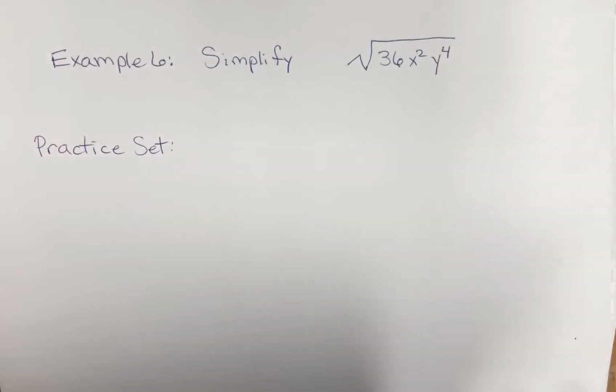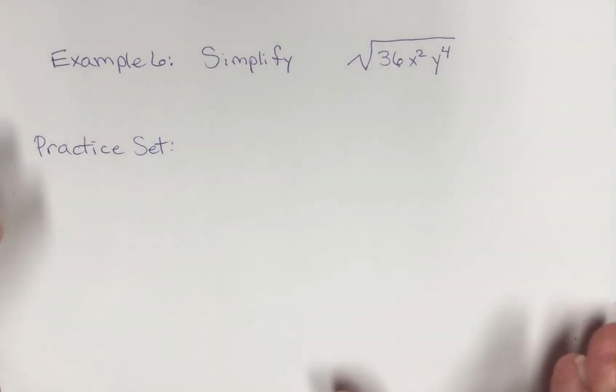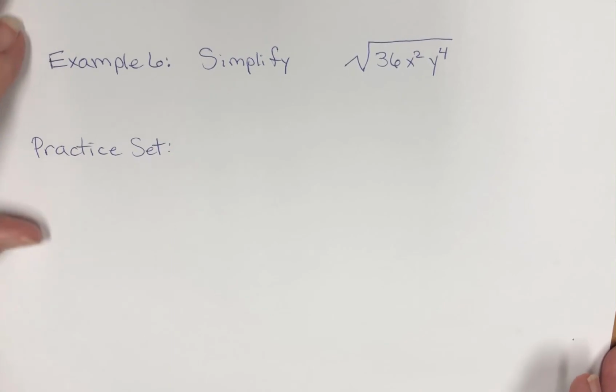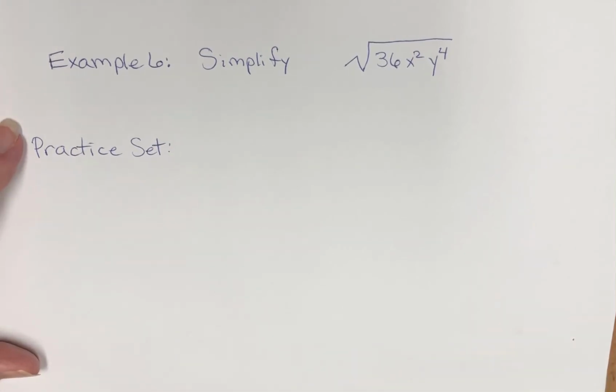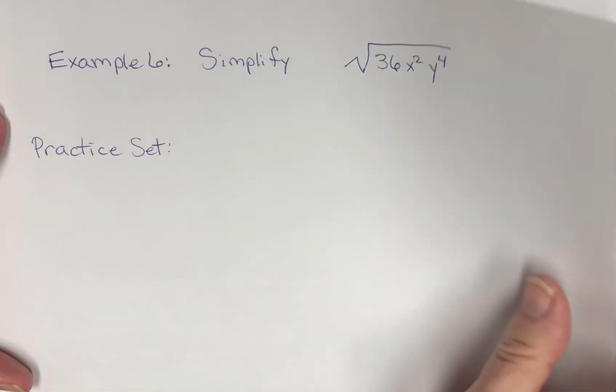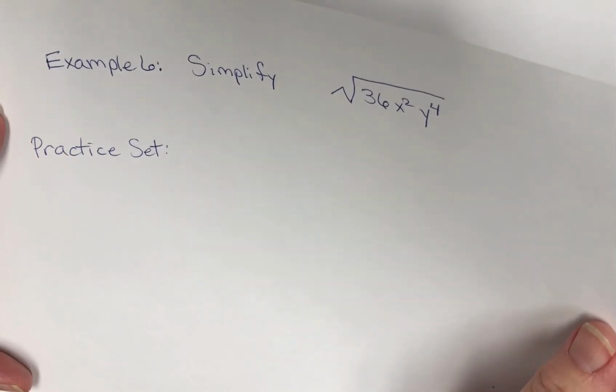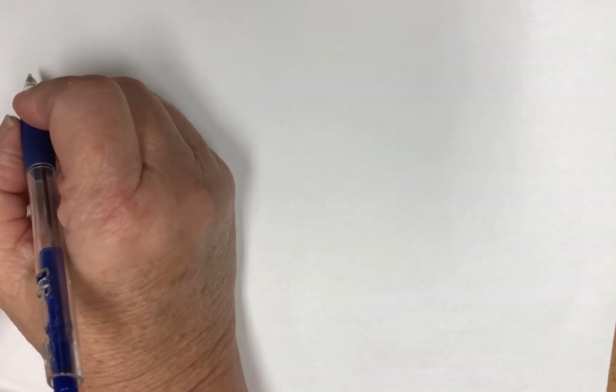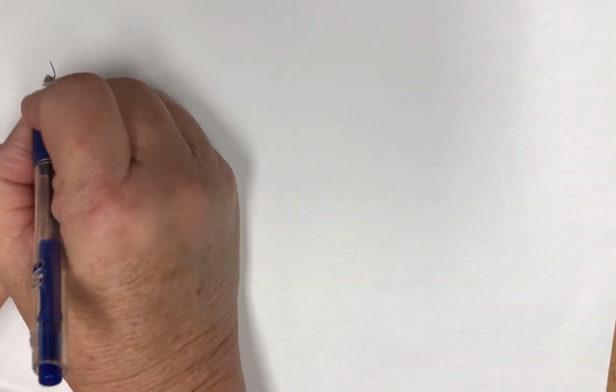Okay, we're almost done with the practice set. Now for J through M, we want to state whether the monomial is a perfect square. If it's a perfect square, we're supposed to figure out what the square root is. So let's start with J.